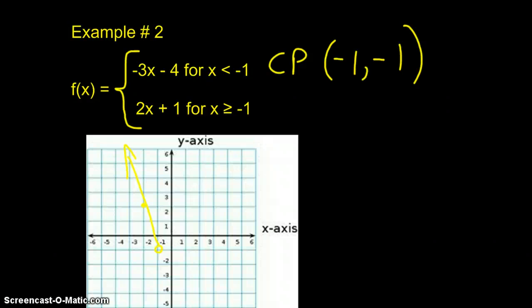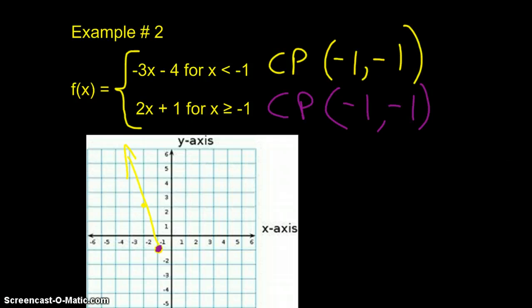Now, we're going to jump and act like we're on a completely separate problem. My critical point is going to be at negative 1, comma. I have to plug negative 1 into my second equation. 2 times negative 1 is negative 2, plus 1 is negative 1. So you notice our critical points are the same. Our critical points are both at negative 1, negative 1. So when I go to graph my purple line here, I'm going to color in that dot because that now became a defined point. That is an equal to, so I can graph that dot.